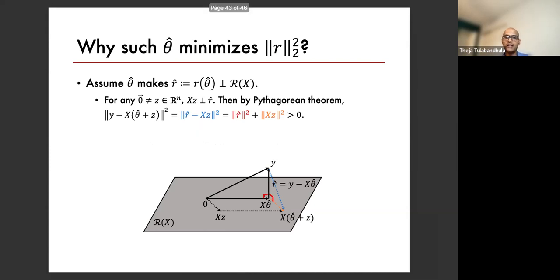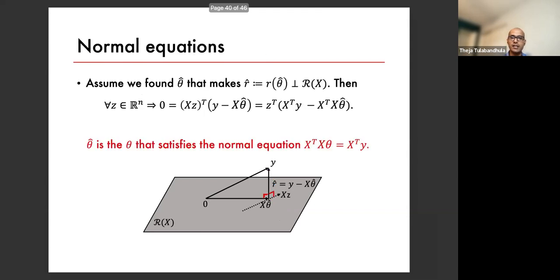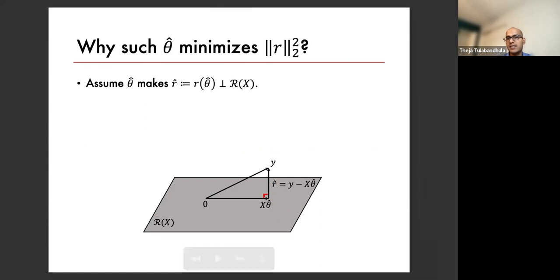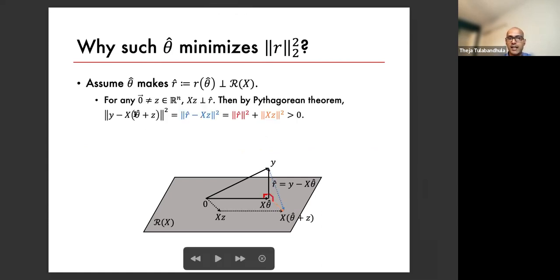So what we've done in this slide: we got a candidate theta. We said this is a theta that should have a residual that is perpendicular. How is that theta characterized? It is characterized by a system of linear equations. And then we said, why is that theta the best? Because any other theta you can have, let's say theta hat plus z, is going to have a higher residual value.